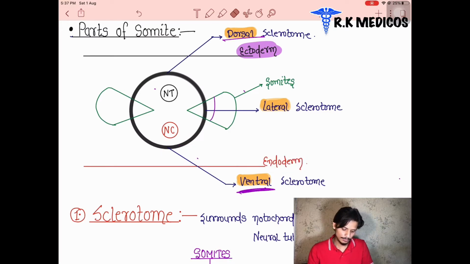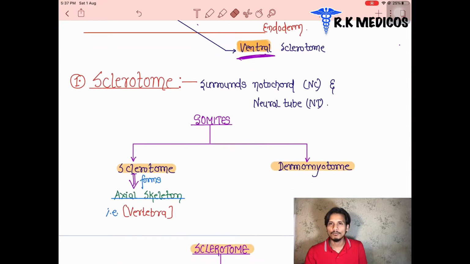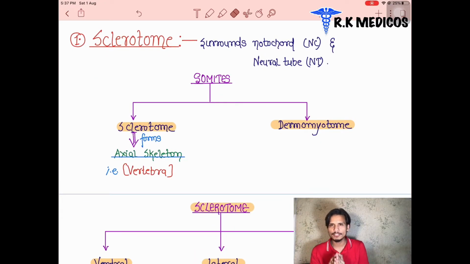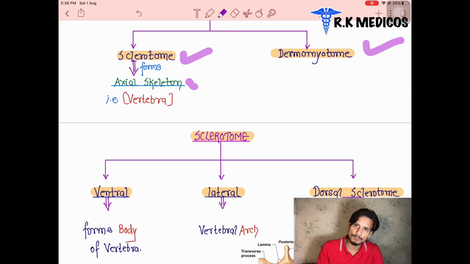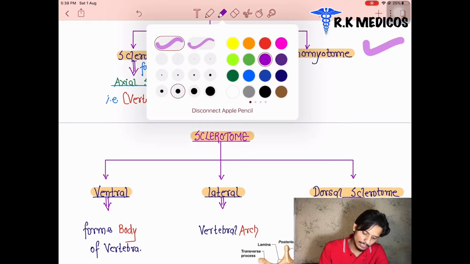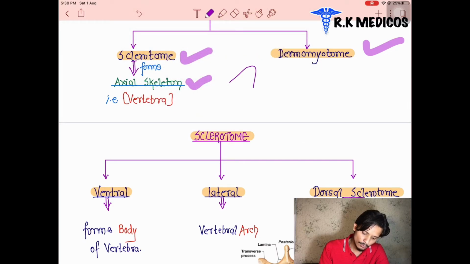Now moving in another direction, we are going to see what the sclerotome parts are. Now you see there is the ventral, dorsal, and lateral sclerotome. What are the structures going to develop from them? So we can see the somites first. The somite is divided into sclerotome and dermamyotome. The sclerotome forms the axial skeleton. Here is the most important point. This sclerotome forms the axial skeleton.